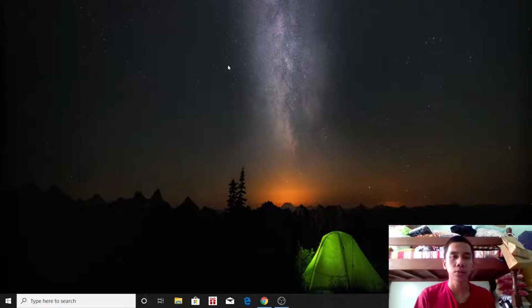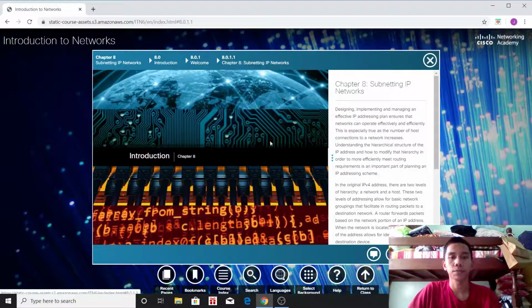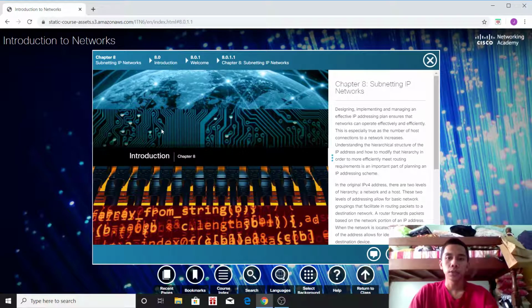We are here now to discuss the summary of Chapter 8. Okay, let's start. Chapter 8 is entitled Subnetting IP Networks. Designing, implementing, and managing an effective IP addressing plan ensures that the network can operate effectively and efficiently. This is especially true as the number of hosts connecting to the network increases.